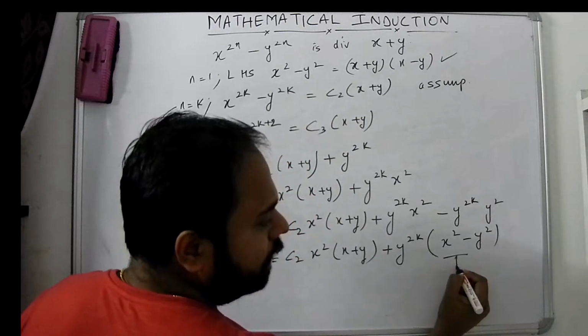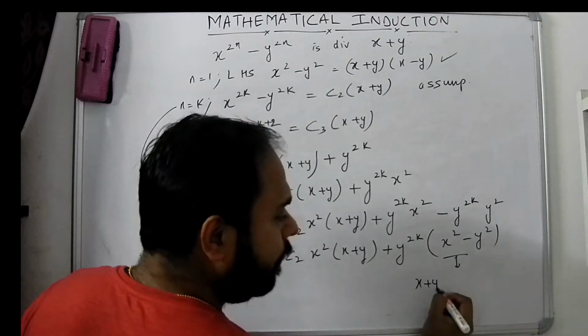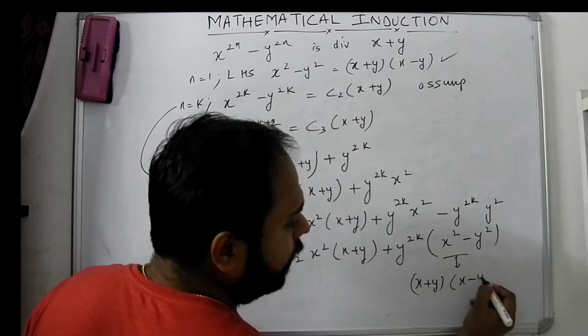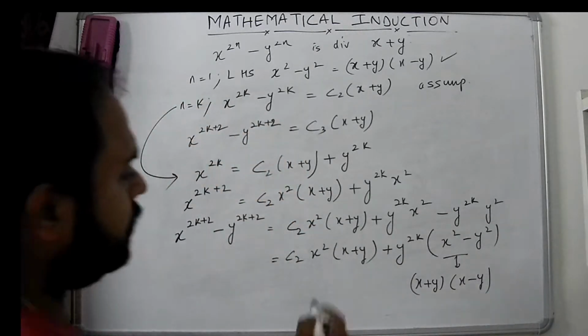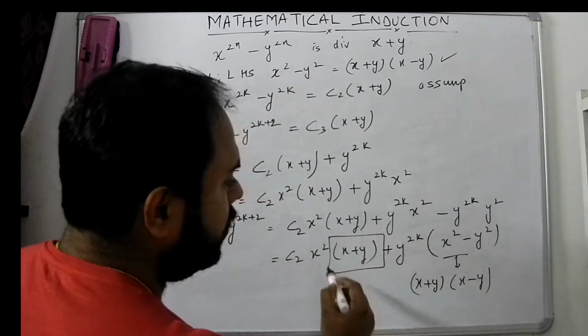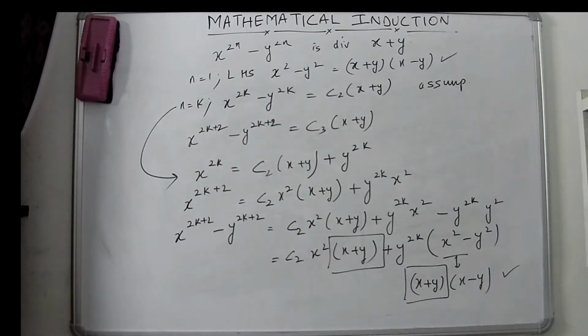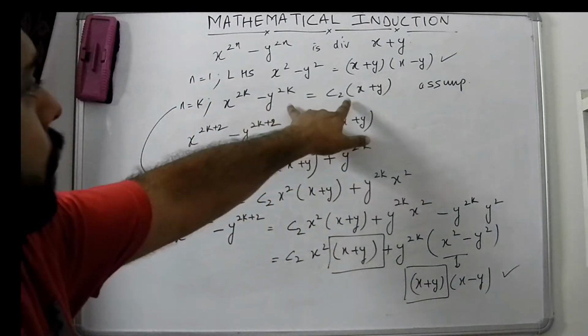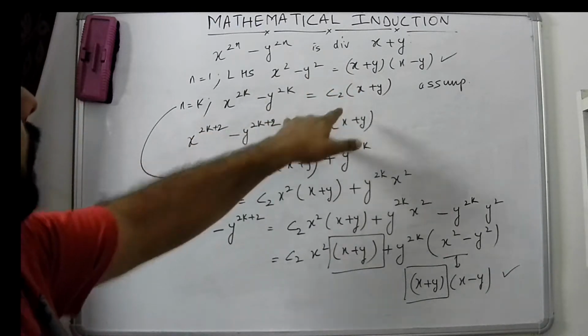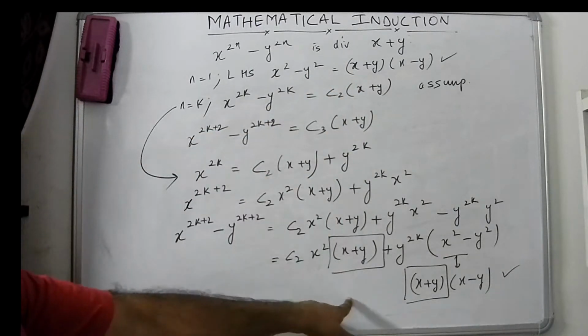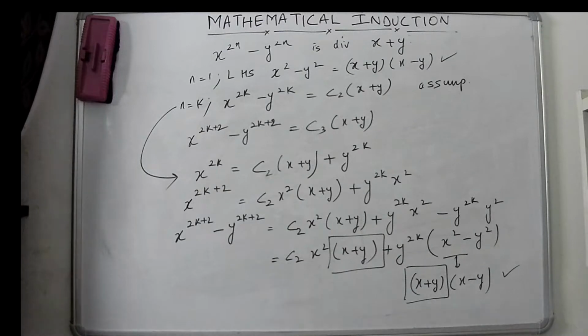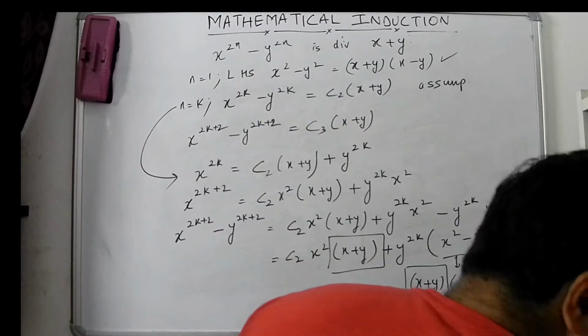Now I know this is nothing but x plus y and x minus y, right? So now what I can see is there is a term of x plus y in this and there is a term of x plus y in this, so that means this is also divisible by x plus y. So I assume that this is divisible, that means from here I took this value and I created this term and I found that everything is correct, right? So that's a good way of solving this inequality problem.